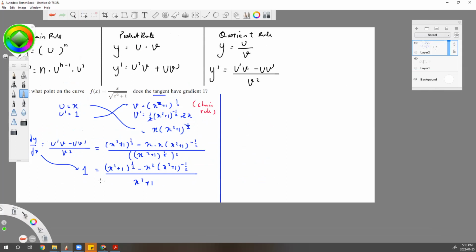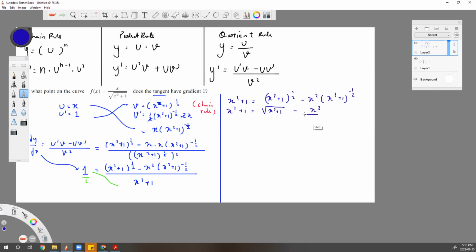Do the cross multiplication. So this is 1 over 1, cross like that. And then you will get x squared plus 1 equals (x squared plus 1) power half minus (x squared plus 1) power negative half. And you have to solve for the x. In this case, we need to do the long way. Square root of x squared plus 1 minus x squared over square root of x squared plus 1, right? Because this is negative and half.